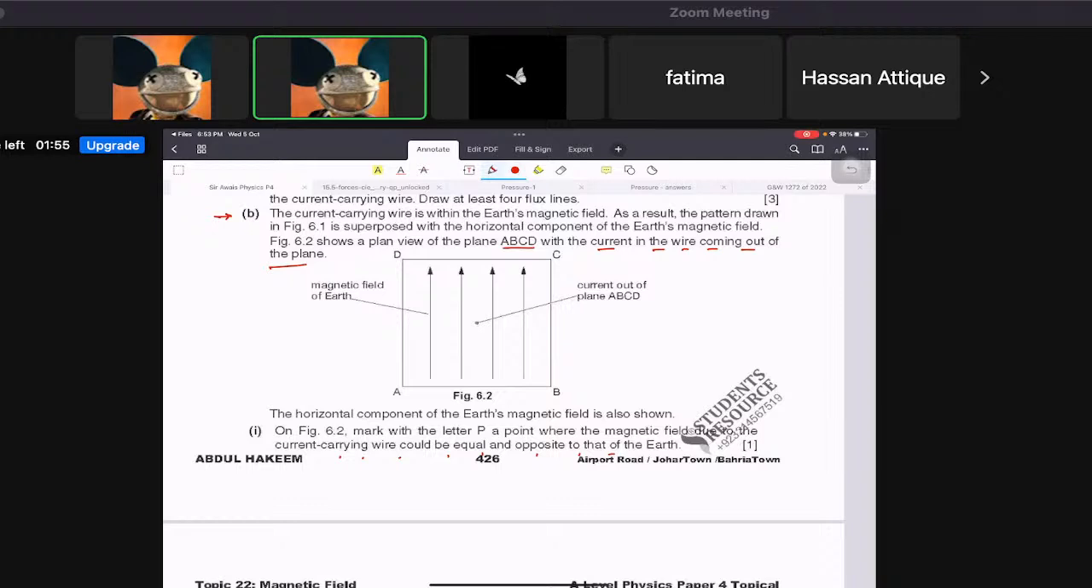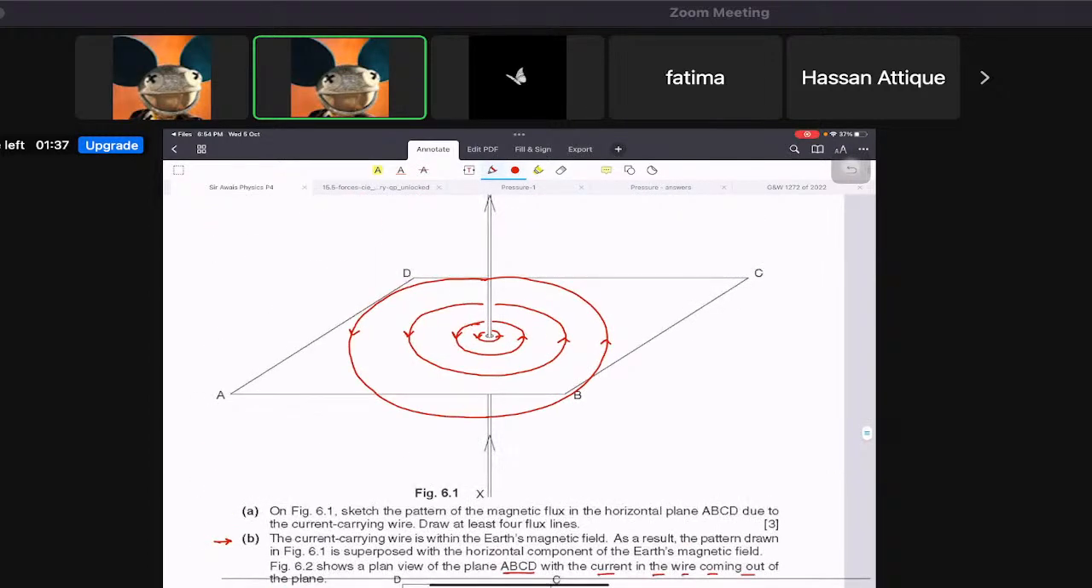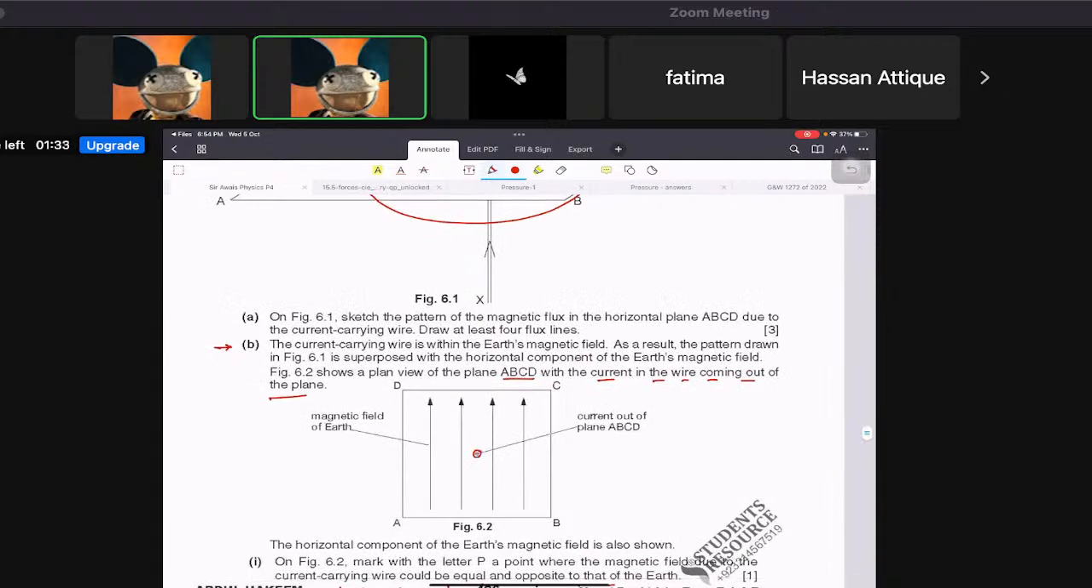Now I just want to tell you this very, very important fact. Let's look at where the Earth's magnetic field is. So we have the wire in the middle, that's the wire. Because the current is going out of the page, you're going to make 4 concentric circles: 1, 2, 3. And the field is like here, here, here, here, here, here.